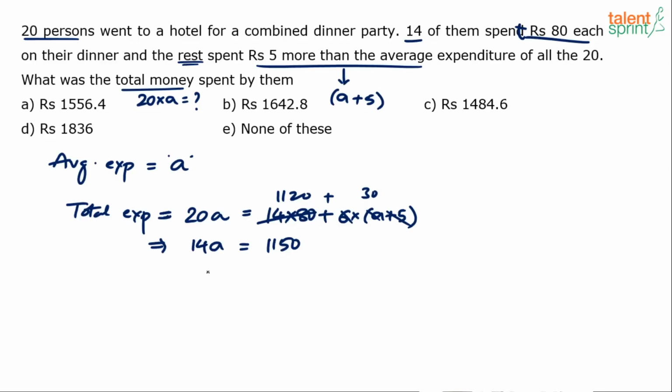We have to find out 20A is equal to what? Cross multiply and you will get your answer. That's it. Yes or no? From this equation, we have found 14A is 1150. 20A should be equal to what? Why are we calculating 20A? Because he's asking us to find out total money.